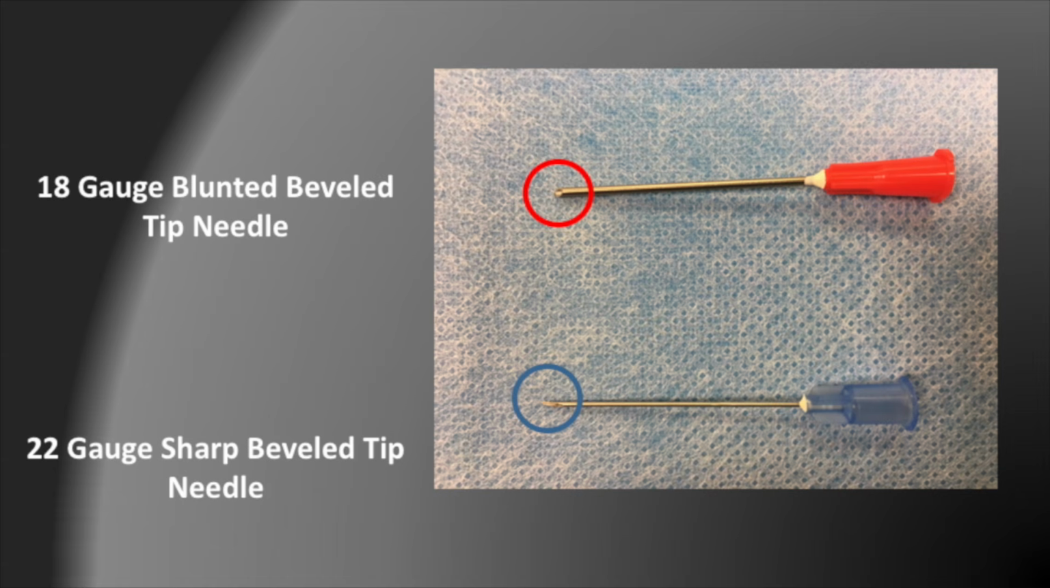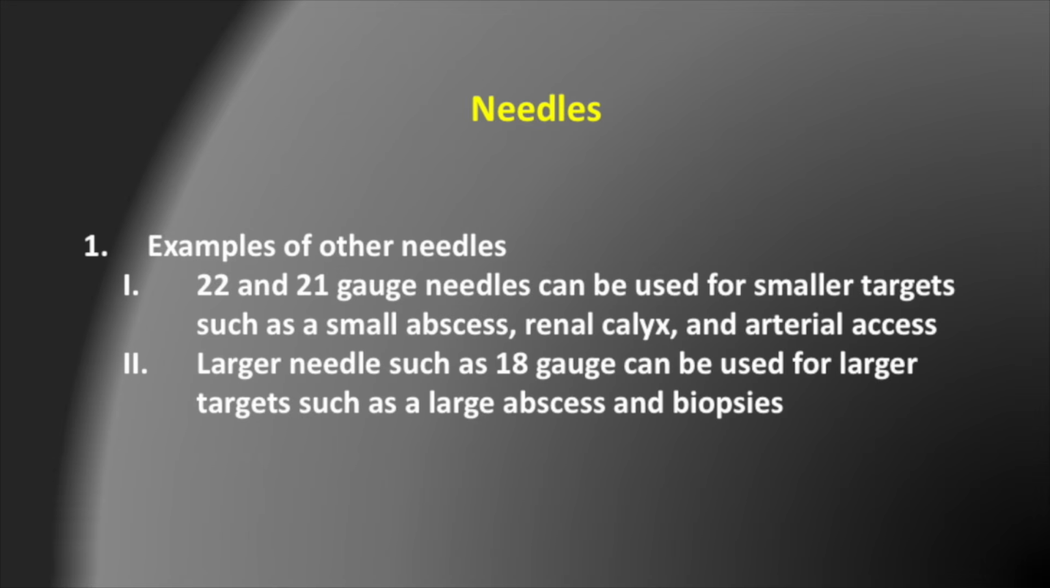Under that is a 22 gauge needle. So you'll see the gauge is higher than the other one, which means that the diameter is actually smaller, and you can see that this is a smaller needle. This needle also has a sharp edge, because the end of it is sharp, but it is also beveled in that it is slightly angled. Examples of other needles include those such as a 22 or 21 gauge needles. These are somewhat smaller and can be used to access small targets such as a small abscess, a renal calyx, and the arterial system. And then there are larger needles such as an 18 gauge, which can be used for larger targets such as a large abscess or a biopsy.